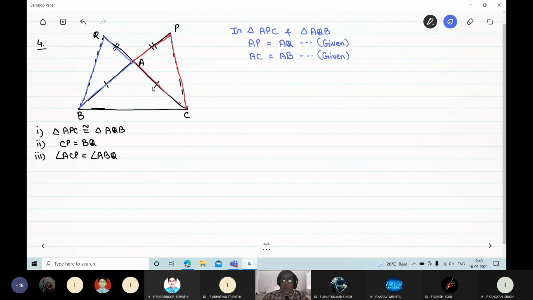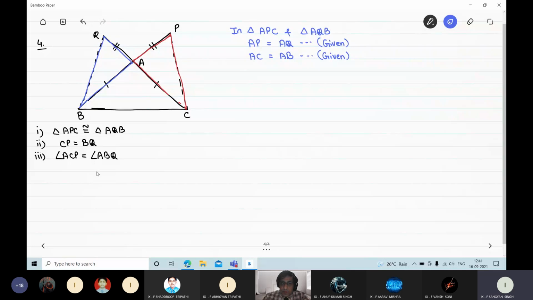Is this clear to everyone? Yes, sir. I got two sides that are equal. Now, if I can prove that the third side is equal, I will manage to prove these two triangles congruent by SSS one way. Or if I can prove the included angle to be equal, then I will be able to prove them congruent by criteria SAS. So what do you think I would be able to do in this case?